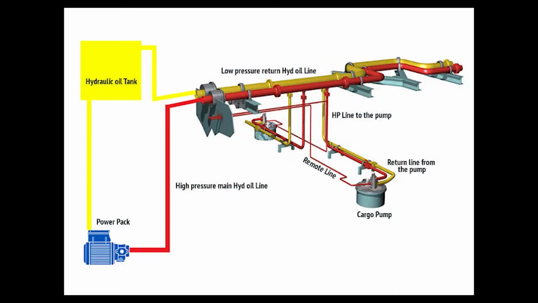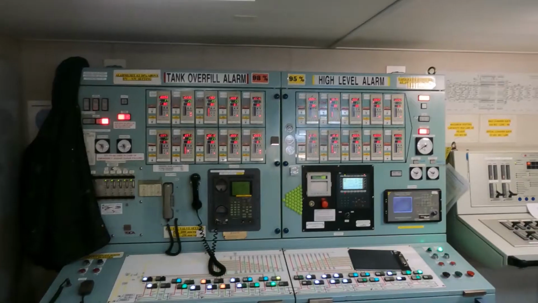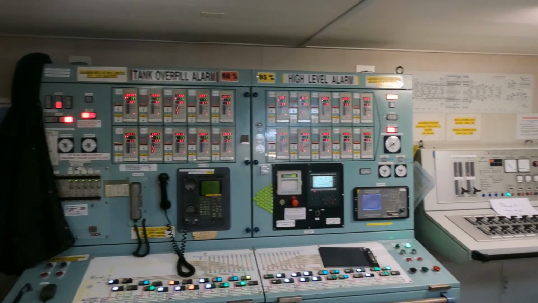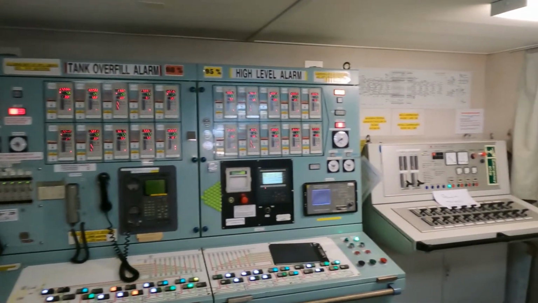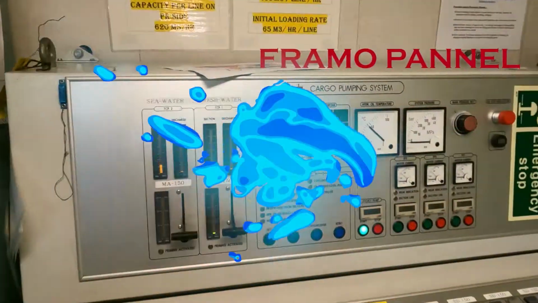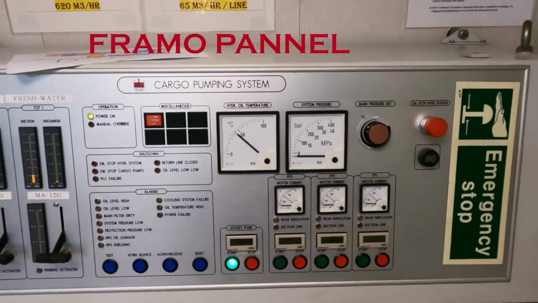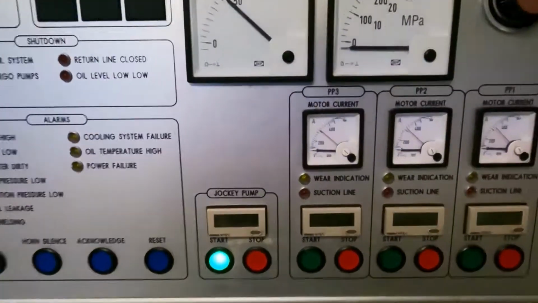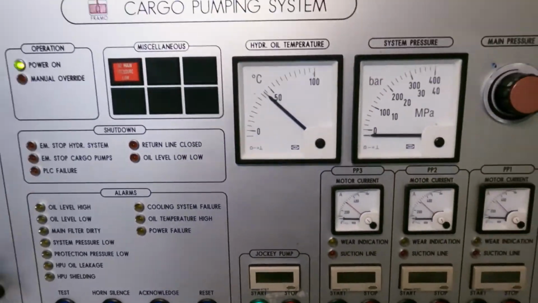Now most of the oil and chemical ships' cargo pumps are hydraulically driven. So to maintain a hydraulic line pressure, we need to start the power pack, and power packs are operated from the Framo panel. So the one which you are seeing over here, this is a Framo panel, and from here we will start our power packs. We cannot start any cargo pump before starting the power pack.